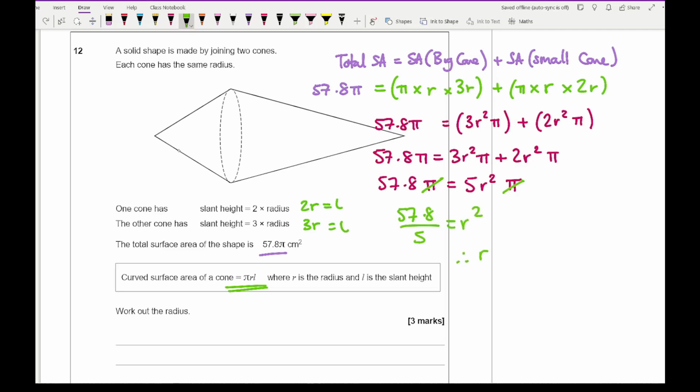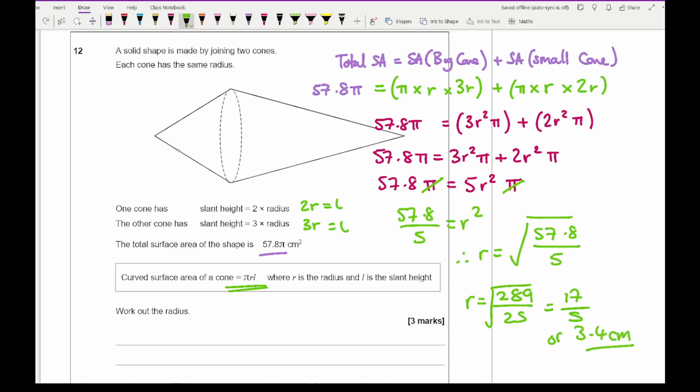So therefore r equals the square root of 57.8 divided by 5. And if I type that all into my calculator, I get an answer of 289 over 25 square rooted, which gives me an answer of 17 over 5, or as a decimal, 3.4 centimeters. So any of those would be absolutely fine.